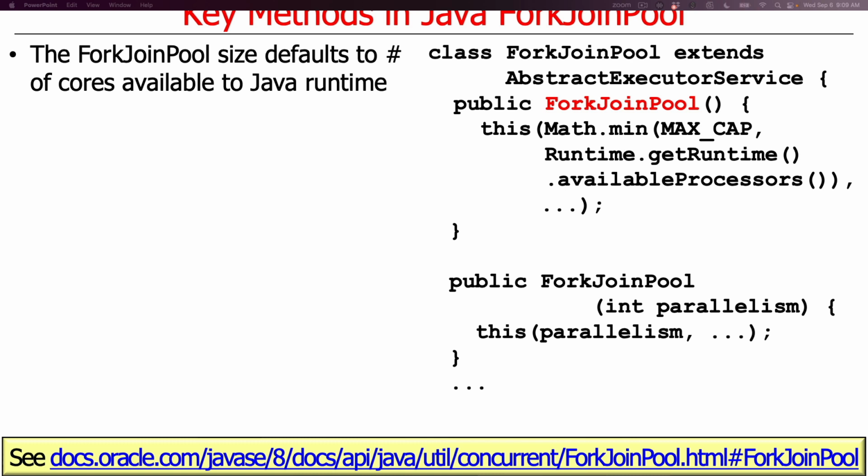Now, under the hood, there are ways to be able to set the number of cores available to the Java runtime for a given ForkJoinPool. So you can see here, here's the default constructor.